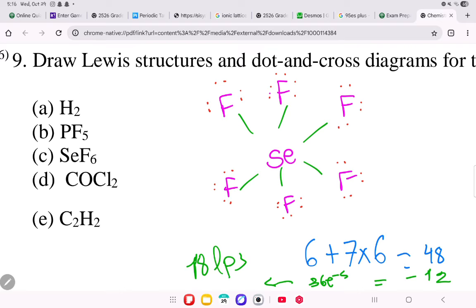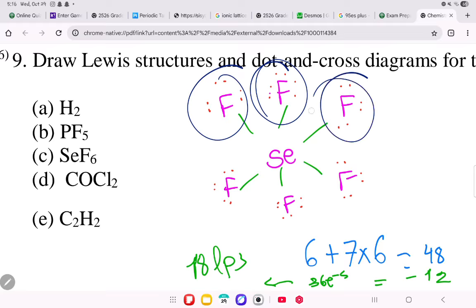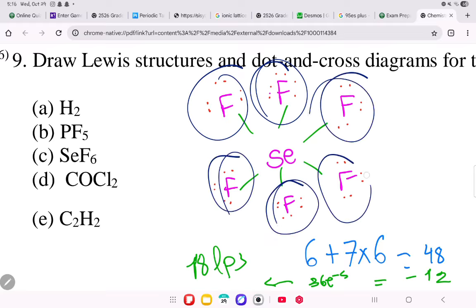Now, what do we do in this scenario? We need to check if each atom fulfills an octet. All of the F fulfill an octet, whereas Se fulfills more than an octet. It has 12 surrounding electrons. So what do we say in this scenario? We need to check the periodic table. Se is in period 4, if I'm not mistaken. So it's greater than period 3, so it's allowed to have an extended valence shell. So this is correct.